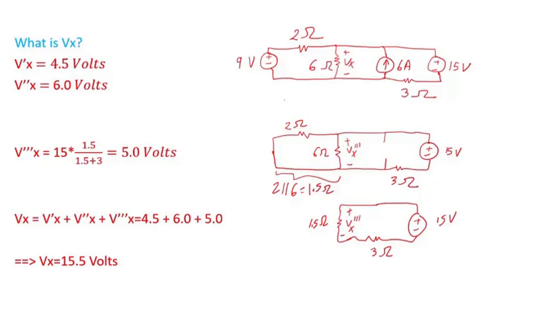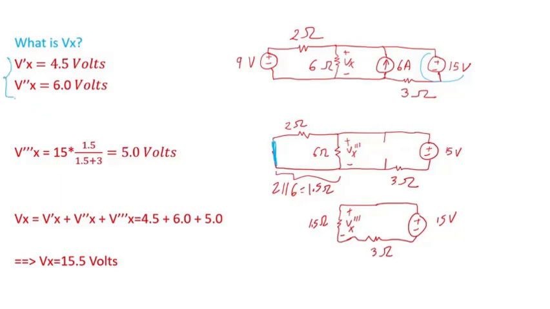Now I'm going to do the same thing for the last source, which is the 15 volt. I just want to leave this source on. Since the 6 amp is a current source, it's just open, and the 9 volt is a voltage source, so I'm going to short it. That's what I'm doing here. Again, notice the 2 ohm is in parallel with the 6 ohm, so their equivalent is 1.5 ohm. I can rearrange: the 15 volt is in series with the 3 ohm, in series with the 1.5 ohm resistor.